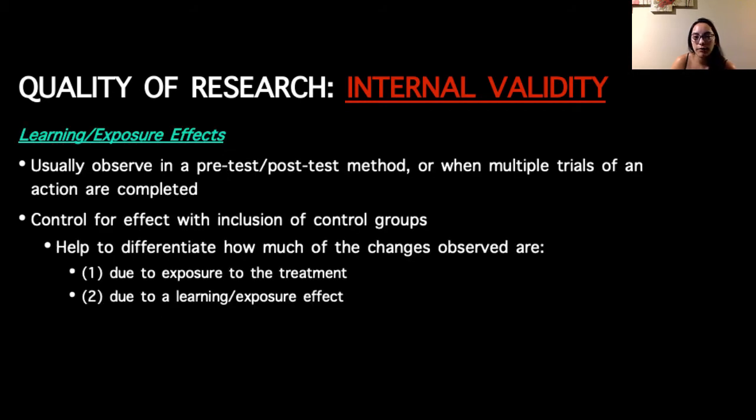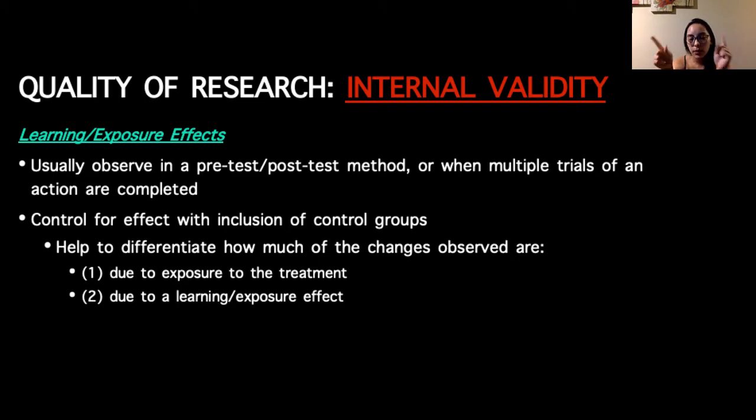So learning or exposure effects are one thing that could affect internal validity. Usually it's observed when you have a pre-test, post-test method, or if you're using multiple trials of a certain skill or action. The way that we control for this effect is with the inclusion of control groups. So if you can avoid doing a pre-test, post-test, and you're doing a between-subject design instead, the control group has no previous exposure to the tasks that you're asking them to do, versus the experimental group, which does have exposure. Okay, so you separate things.